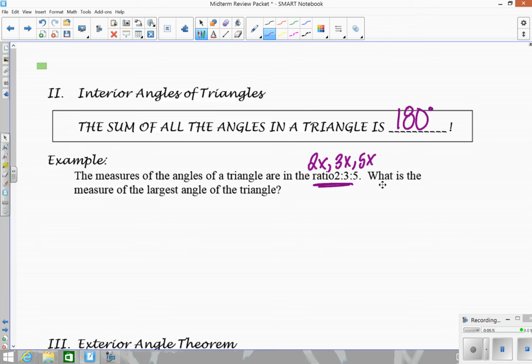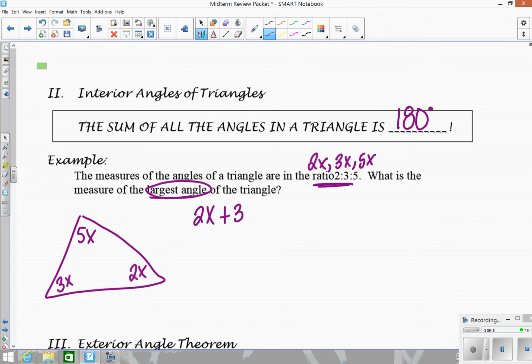So we're trying to find the measure of the largest angle of the triangle. So basically I have some triangle and I have, let's say, 2x, 3x, and 5x. And we know that these three angles have to add up to 180 because they're the angles in a triangle. So combine like terms. So we have 2x plus 3x plus 5x gives us 10x. Divide both sides by 10, so we get x equals 18.